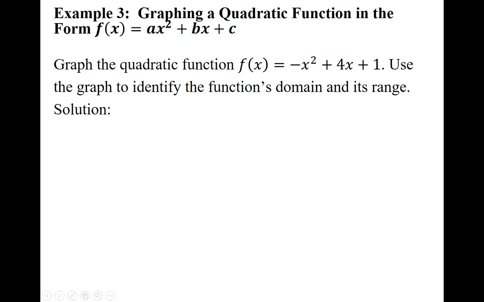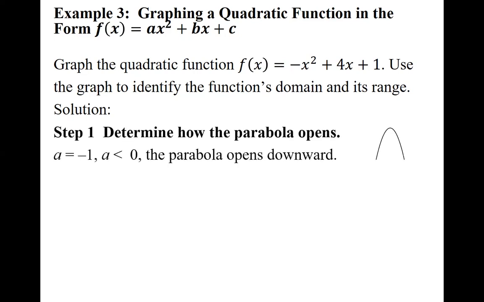So we're going to graph the quadratic function f of x equals negative x squared plus 4x plus 1. And then we're going to use the graph to identify the function's domain and its range. So we're going to take it one step farther after graphing. So a is negative. The parabola opens down.